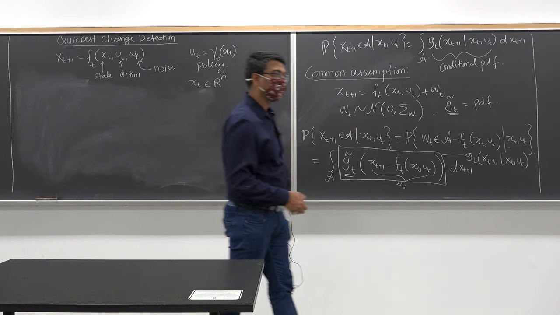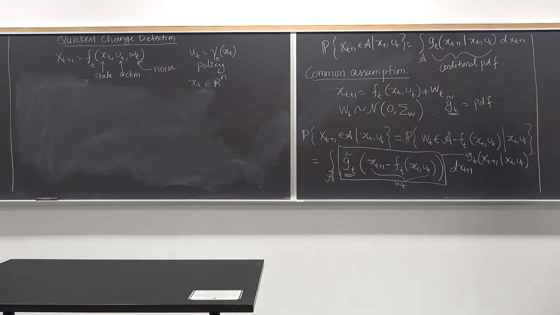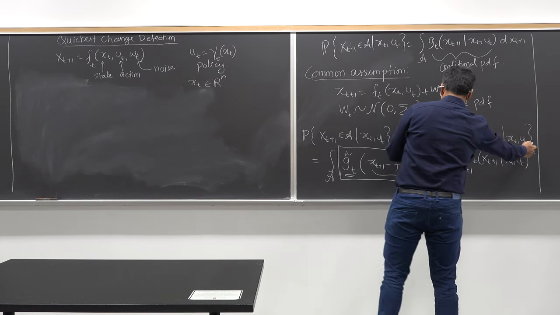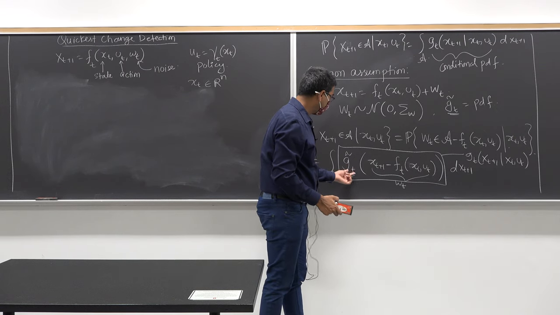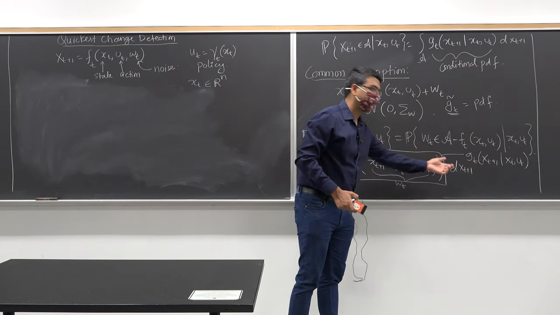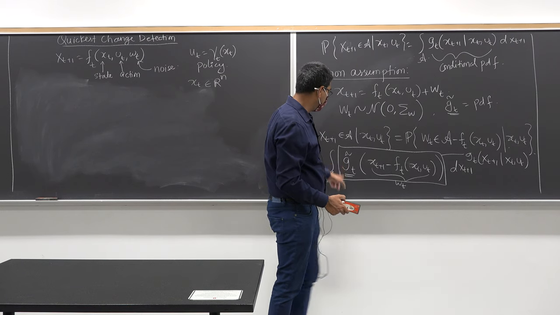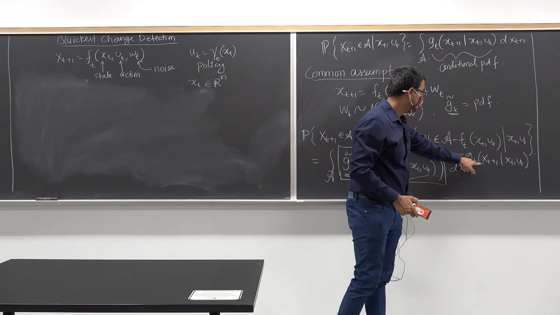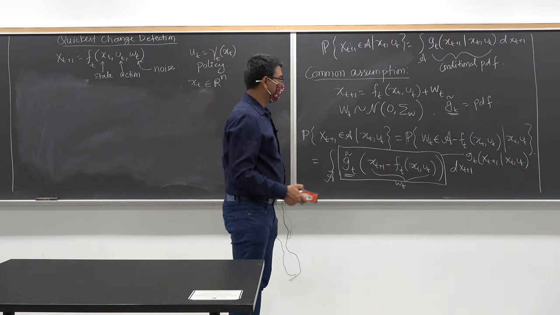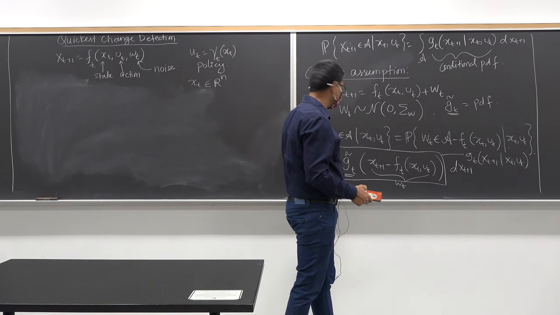Could you explain this part again? What part is not clear? How to go from this model to this transition function? So this is your model. I'm assuming that you have a PDF for WT, and that PDF is known, okay? And then I went through this particular derivation, and all I'm saying is this conditional probability is equal to g tilde t of xt plus 1 minus blah, blah, blah, dxt plus 1. And I'm going to rename this particular box. I'm going to rename it as gt of xt plus 1 given xt ut.